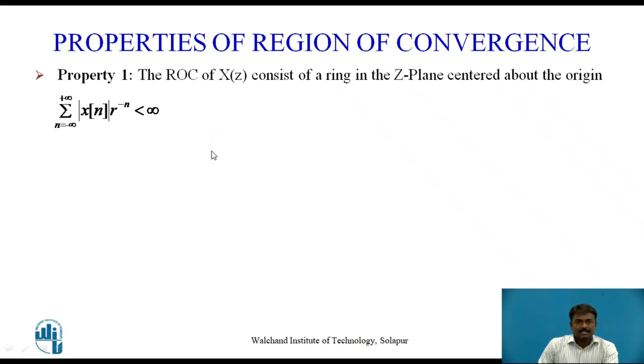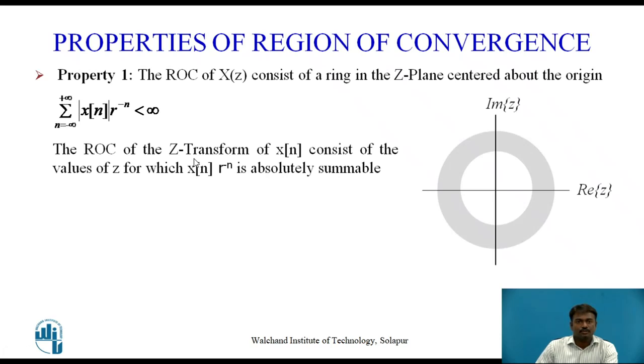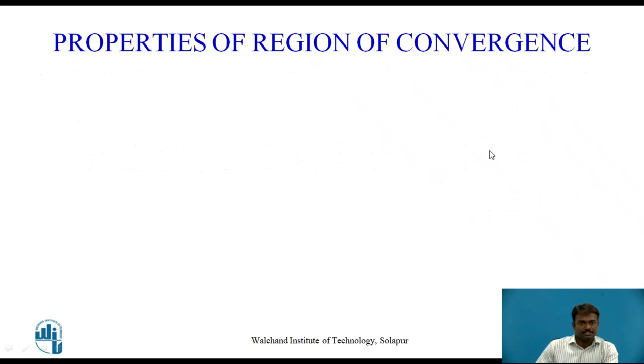Property 1 states that the ROC of X(z) consists of a ring in the z plane centered about the origin. Summation n equal to minus infinity to plus infinity of |x(n)| r to the power minus n must be less than infinity. The ROC of the z transform of x(n) consists of the values of z for which x(n) r to the power minus n is absolutely summable, and the ring-like structure is shown in the z plane here, and the shaded part represents the region of convergence.